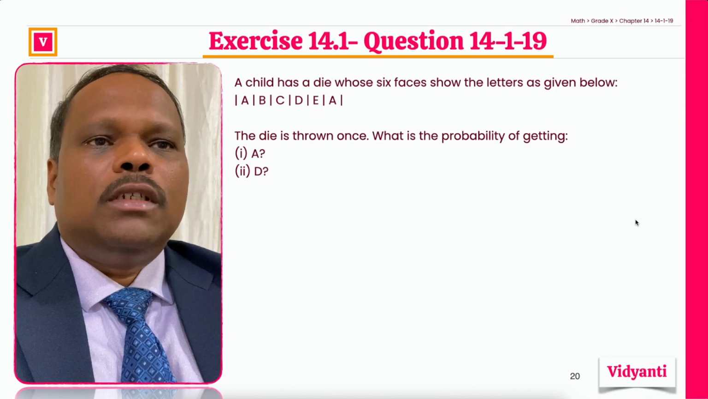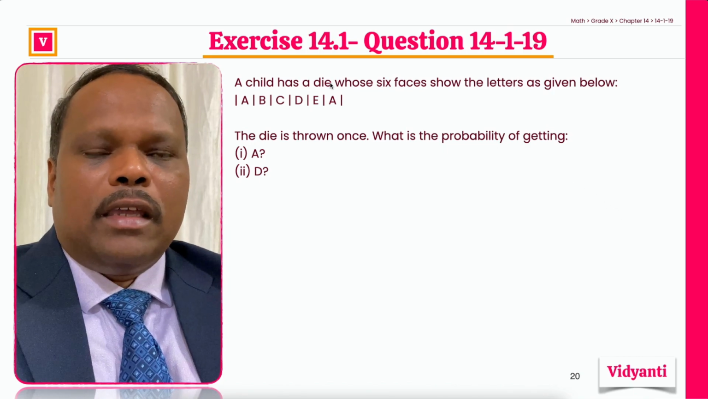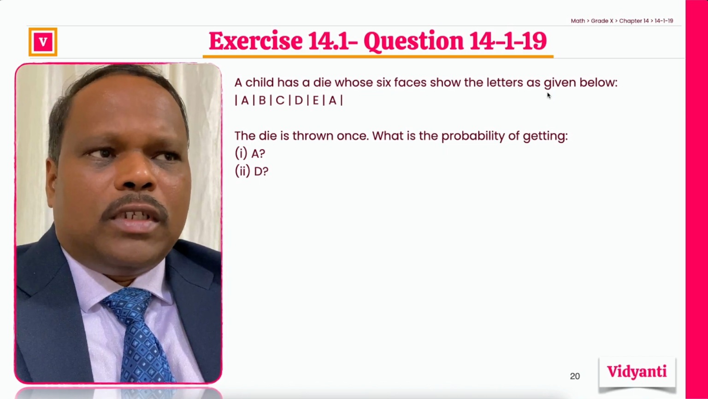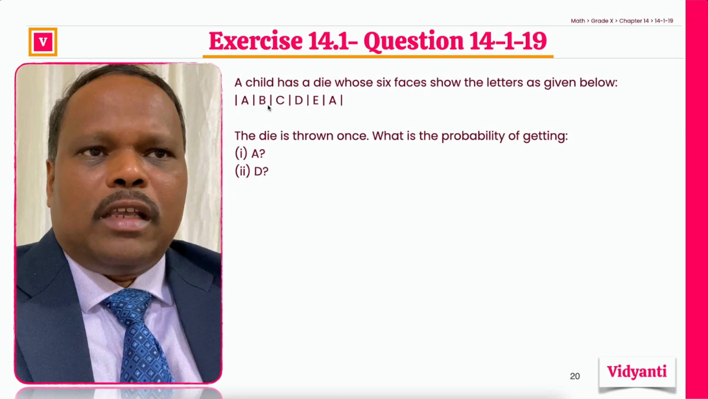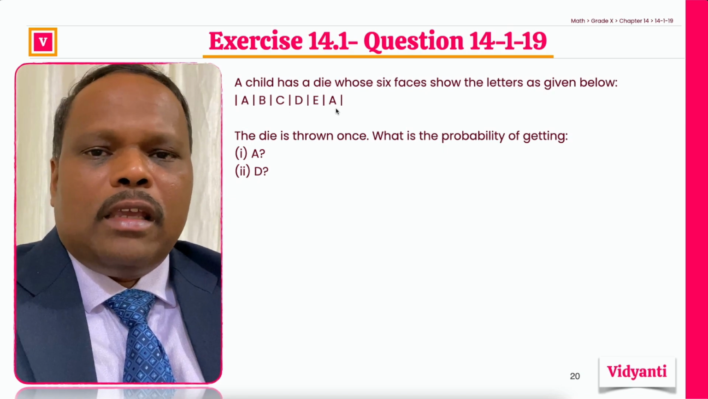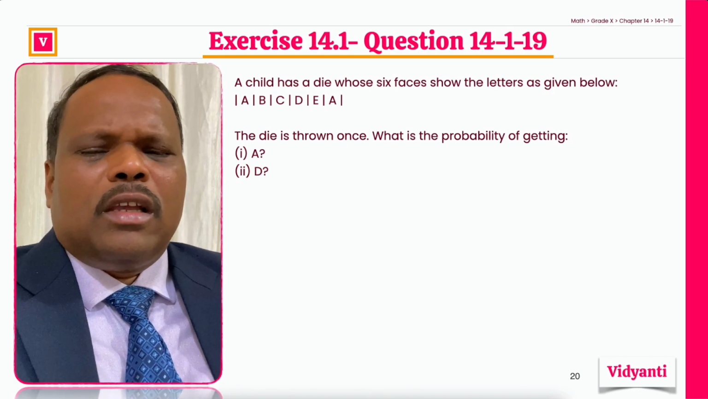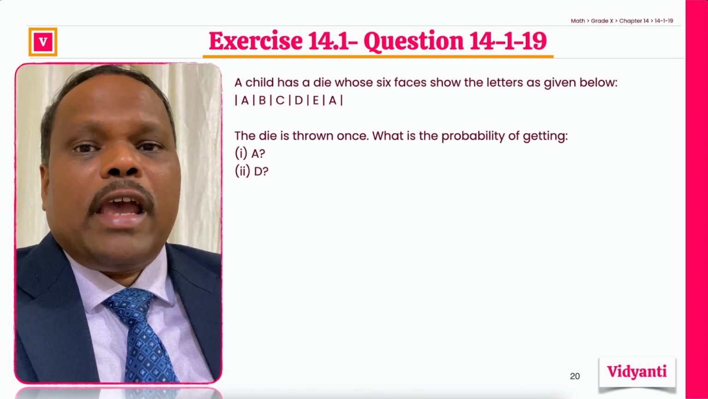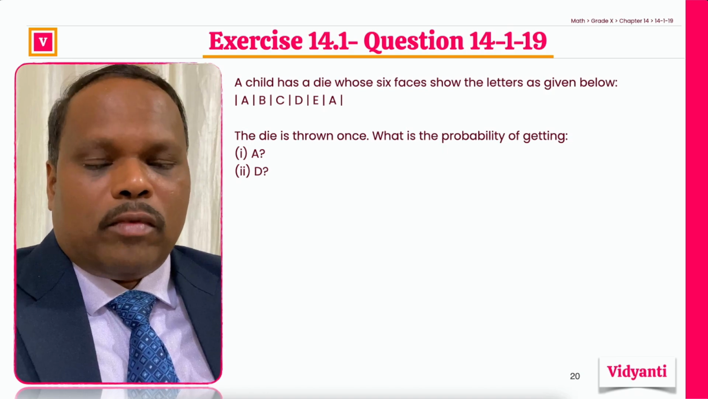Let's go to the next question. A child has a die. It has 6 faces. Now this is interesting. You will expect A, B, C, D, E, F. No, but somehow the letter A appears twice. So here everything is not equally likely. A has more chance compared to the other alphabets.